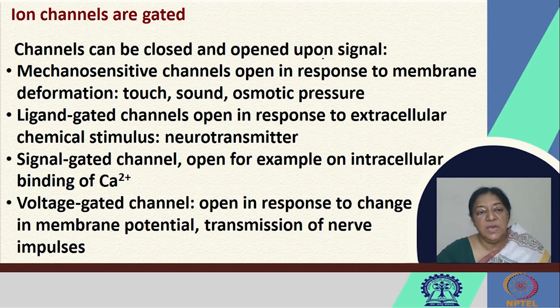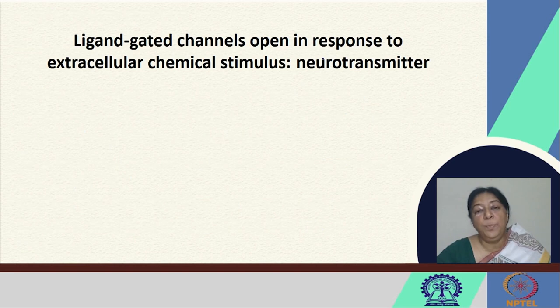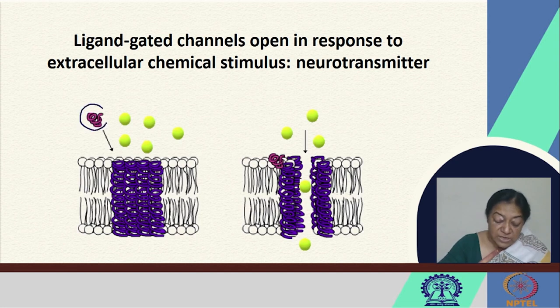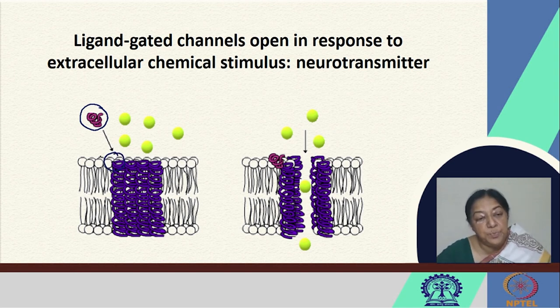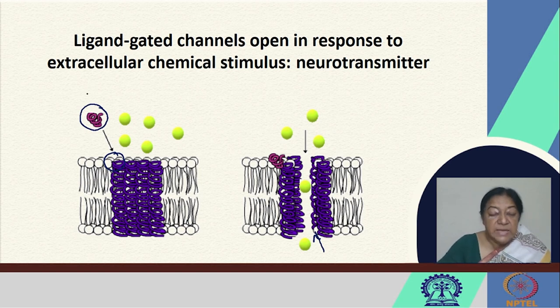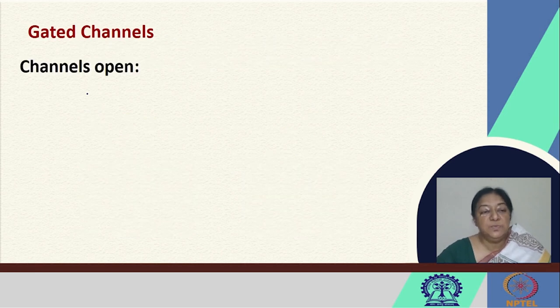If we look at an example of a ligand gated channel opening in response to an extracellular chemical stimulus, we can look at the example of a neurotransmitter binding. So this is our neurotransmitter, a small ligand molecule that would bind to the specific site on the transmembrane protein for it. Before this binds, molecules are not able to transfer through the membrane, but on binding, this opens up the gate and allows transfer through. So this is a ligand-gated channel that opens up only when the ligand is bound to the transmembrane helical protein.